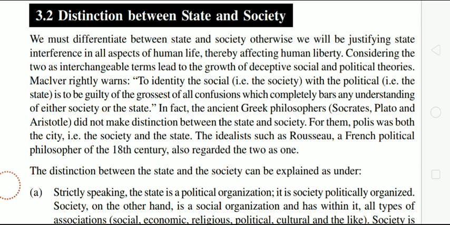In fact, the ancient Greek philosophers Socrates, Plato, and Aristotle did not make a distinction between the state and society. For them, polis was both the city, that is, the society, and the state. The idealists such as Rousseau, a French political philosopher of the 18th century, also regarded the two as one. The distinction between the state and the society can be explained as under.